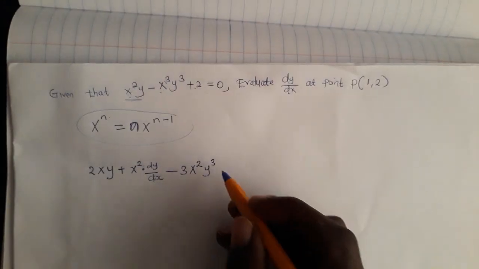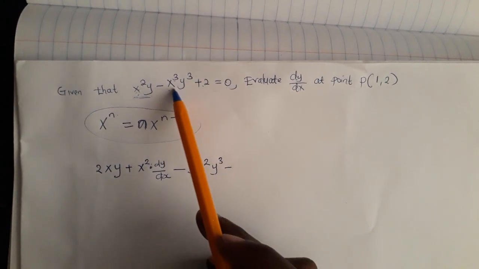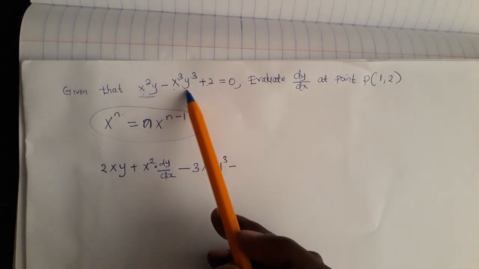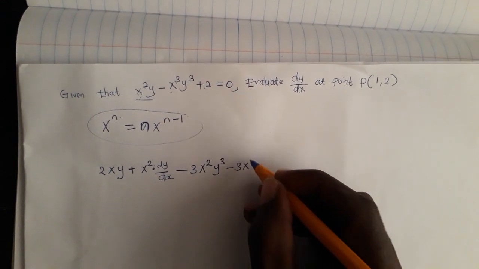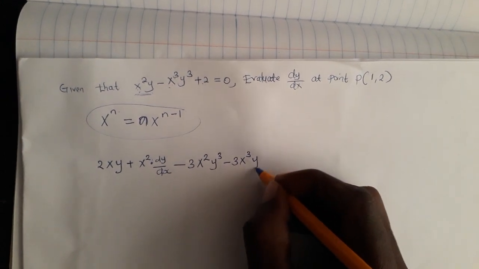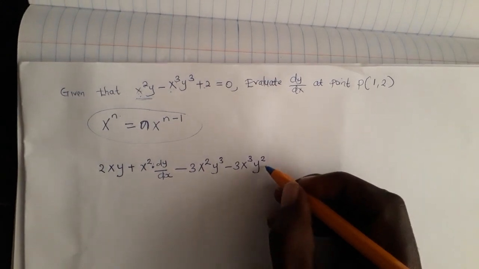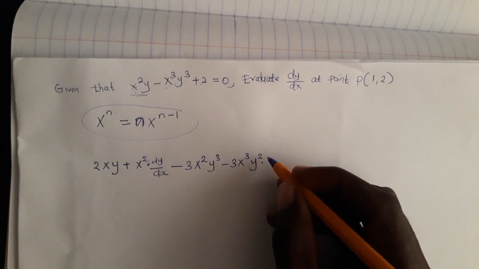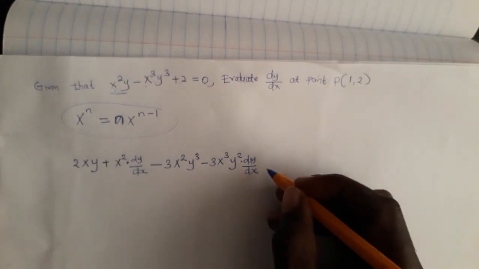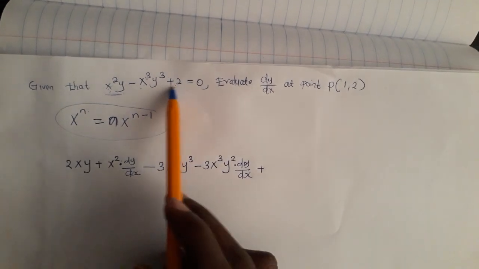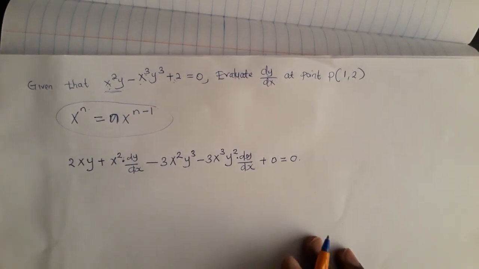So now we subtract, it is this sign here, the differentiation of this one, but now with respect to y. So this 3 comes before, we're going to have 3, and then x power 3 remains constant, and then y power 3 minus 1, you're going to have y squared. But then if we differentiate with respect to y, we write dy over dx, and then plus, if we differentiate this constant here, we're going to get 0, and then is equal to 0.